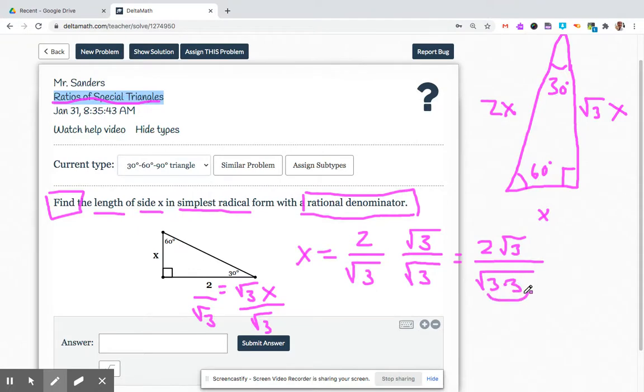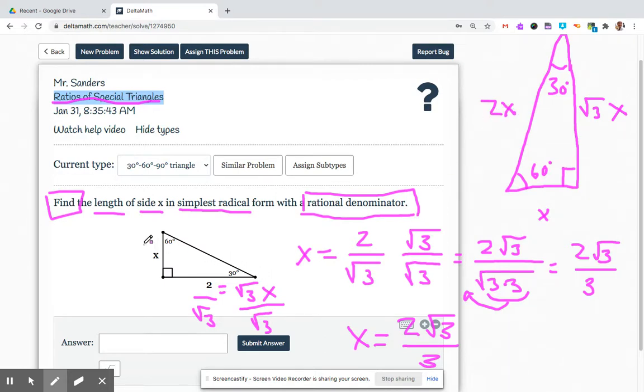I'll use my trick. We have a pair of 3's right there. So this all turns into 2 radical 3 over 3. Notice no more square root sign on the bottom. This is all equal to x. 2 radical 3 over 3. Now just be careful. If this were looking for the hypotenuse, this would just be the x, and I'd have to plug it in right here and multiply it by 2.